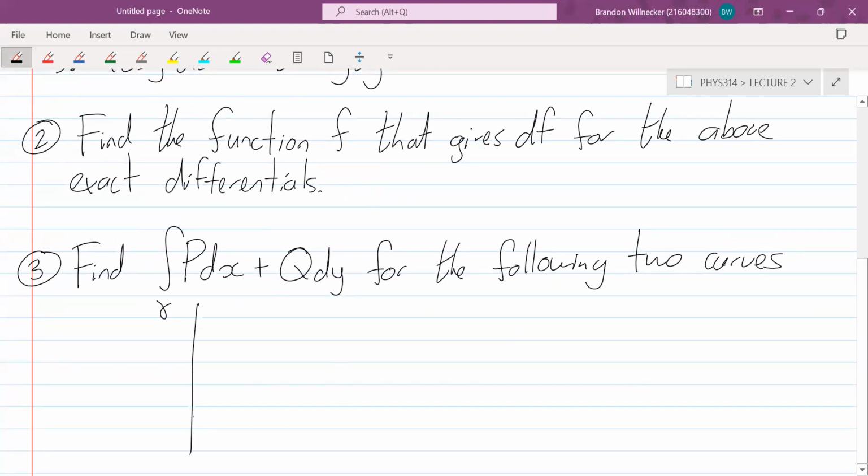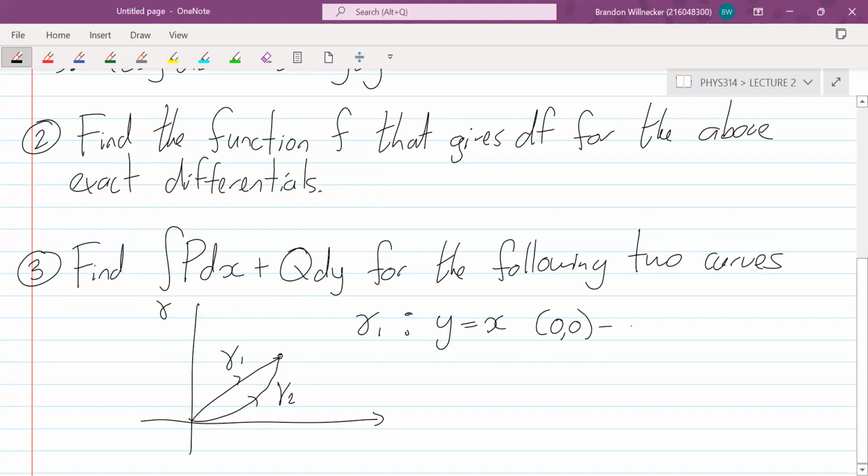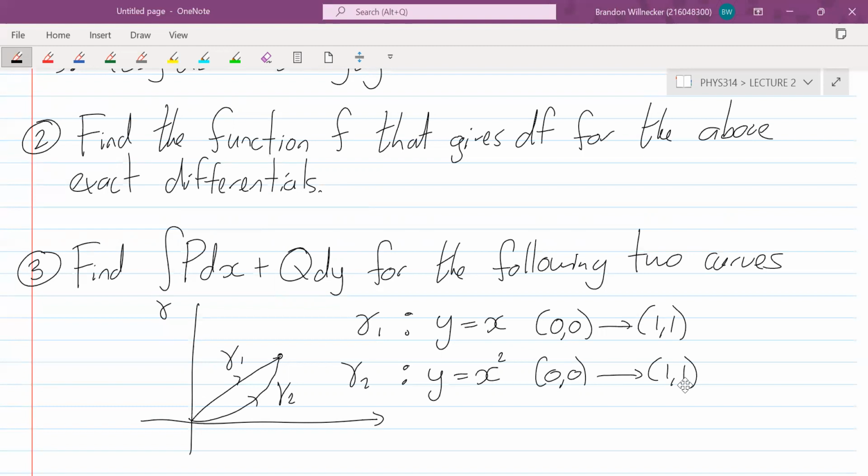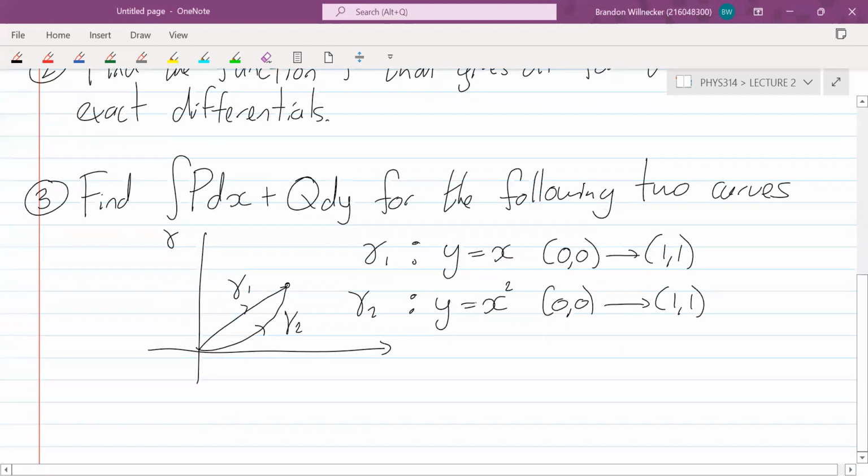Okay, so let's just illustrate them here. We've got the following curve gamma 1 and then another curve gamma 2. Gamma 1 is given by y equals x from the point (0, 0) to the point (1, 1). And gamma 2 is y equals x squared from (0, 0) to (1, 1). So they have the same starting and ending points, but they're different curves. And I need to tell you what the P and the Q are.